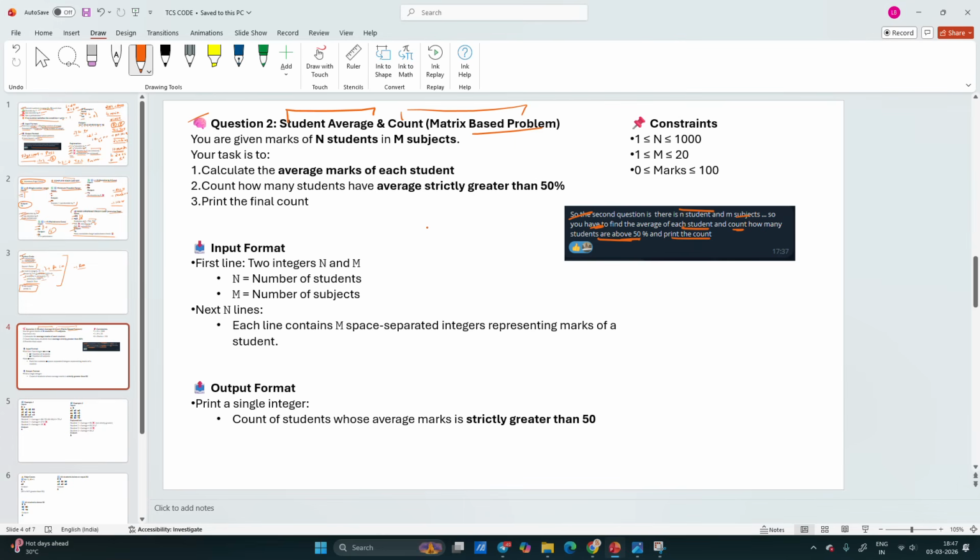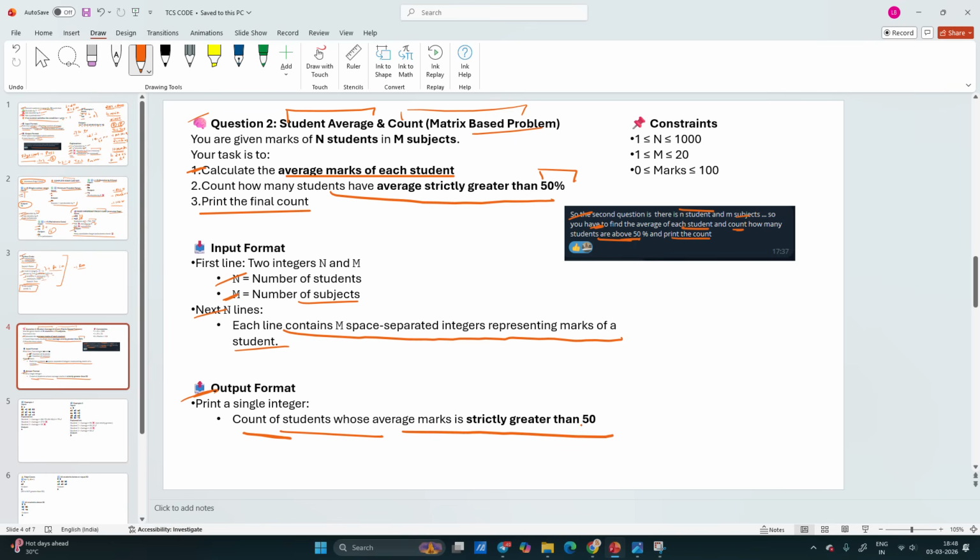So what are the tasks? We have n students. N is the number of students and m is the number of subjects. Our task is to calculate the average marks of each student, count how many students have an average strictly greater than 50%, and print the final count. So we have two integers n and m, number of students and number of subjects. Next n lines, each line contains m separated integers representing the marks of a student. The output format is: print a single integer, the count of students whose average marks is strictly greater than 50.